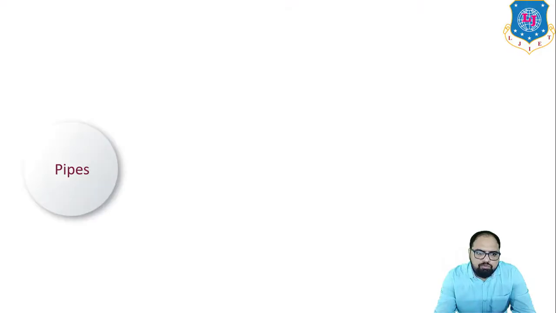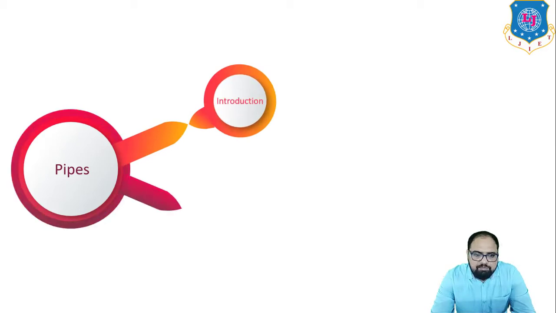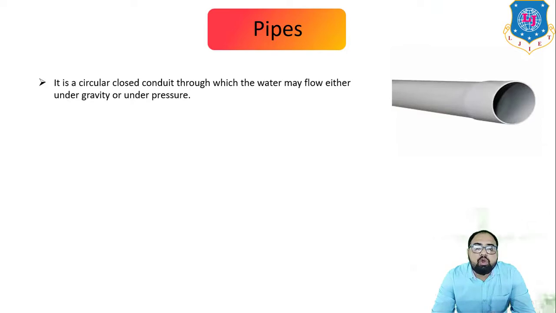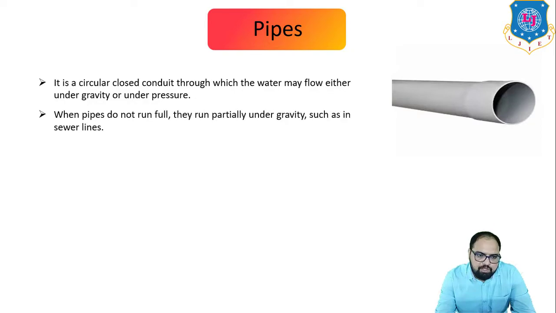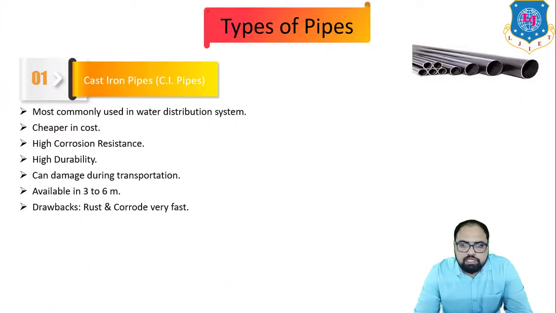Okay. So first of all, what is a pipe and what are the different types of pipes? Pipe is a circular closed conduit through which the water may flow either under gravity or under pressure. When pipes do not run full, they run partially under gravity, such as sewer lines. However, in full supply, pipes mostly run under pressure. So our next topic is types of pipe.